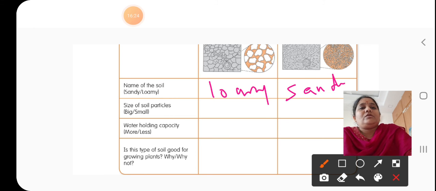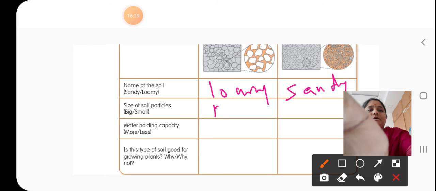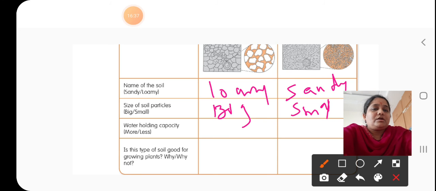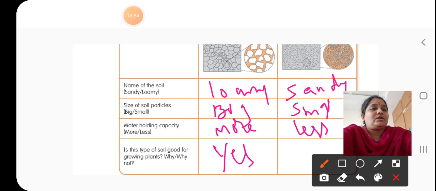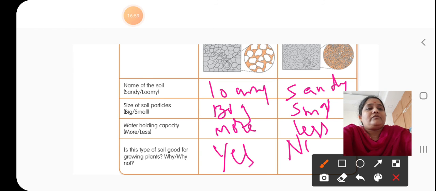Now they are asking about the size of the soil particles. In loamy soil, you can see big sized soil particles, whereas in sandy soil you can see small sized soil particles. The third one, when it comes to water holding capacity, a loamy soil can hold more water, whereas the sandy soil can hold less water. Is this type of soil good for growing plants? Definitely yes, because it is a fertile soil. Whereas sandy soil is an infertile soil.